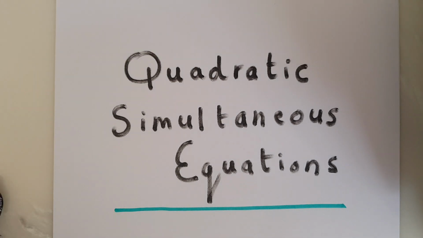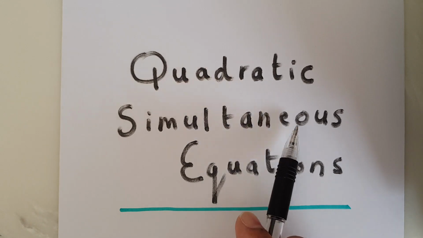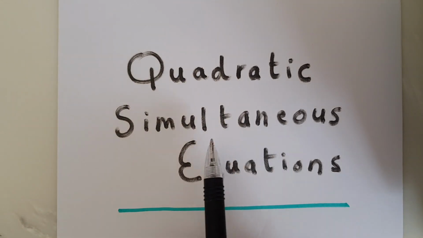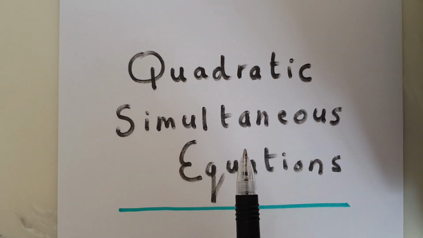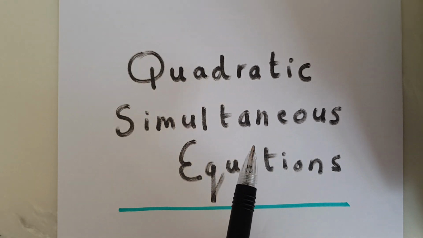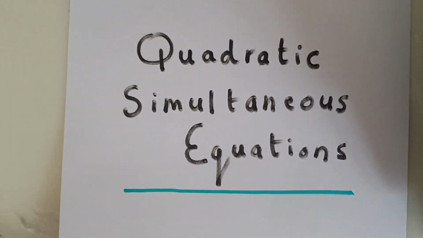Okay, this question is another GCSE question. It's a grade 8-9 question, and it's called a quadratic simultaneous equation. There are a number of steps for this equation, but I'll go through it step by step. Okay, let's begin.